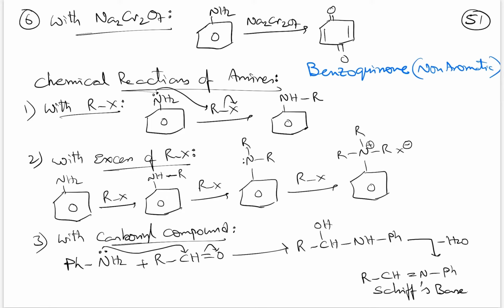Quaternary ammonium salt. Then reaction with carbonyl compounds. Aniline acting as a nucleophile will attack the carbonyl compound, and then there will finally be removal of a water molecule, resulting in the formation of a CH double bond N. This type of compound formed between aniline and a carbonyl compound is called Schiff's base. Schiff's reagent is different from Schiff's base. Schiff's reagent is para-rosaniline hydrochloride, used to distinguish aldehyde from ketone, whereas this is Schiff's base.